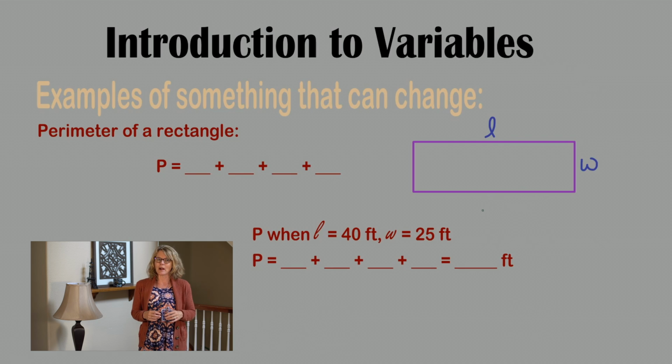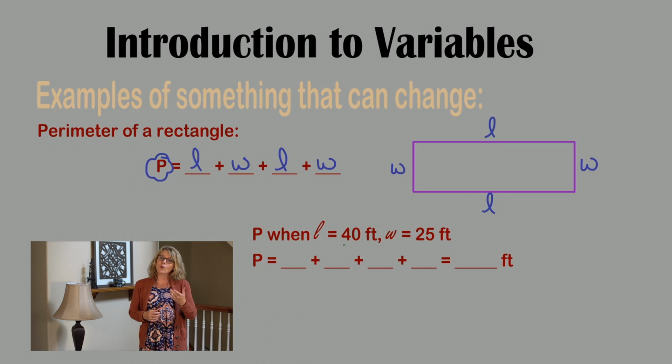I always write my length L's in cursive so they don't look like ones. I want to find the equation or formula for the perimeter of this rectangle. Remember that perimeter is the amount of fence around it. So going around the edges, I have L plus W plus L plus W equals the perimeter. I'll call that capital P. Now I can use whatever the length and width are and put it in to find the perimeter.